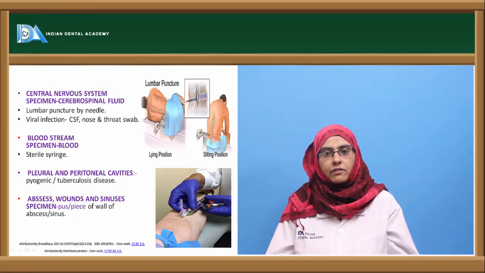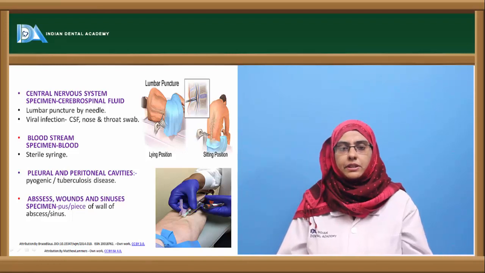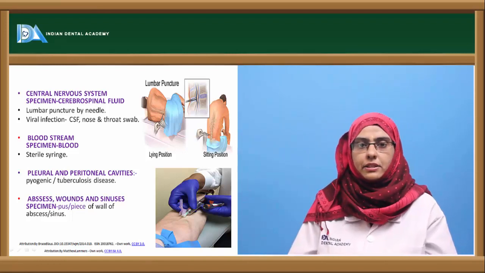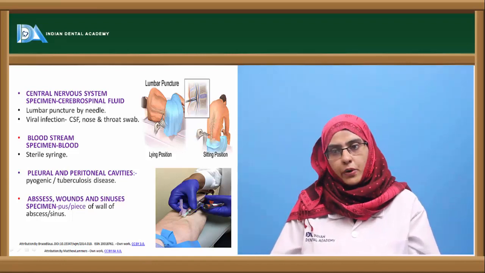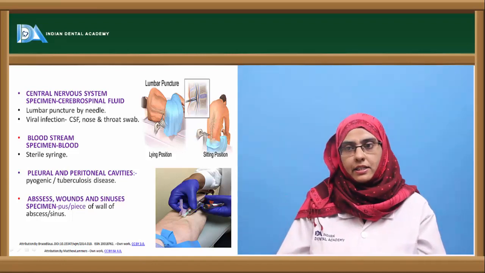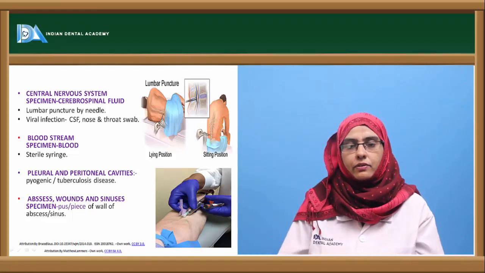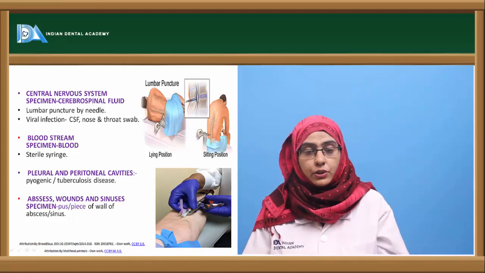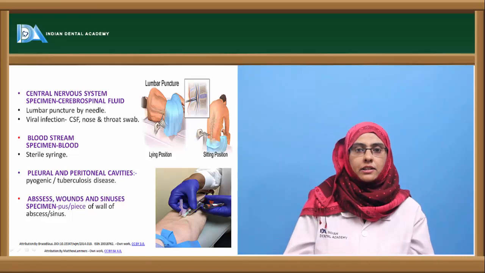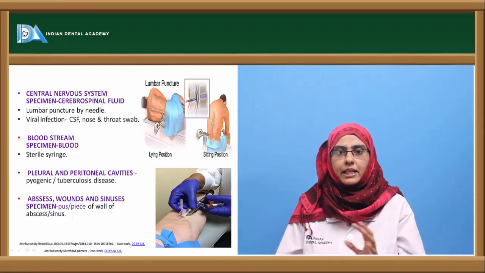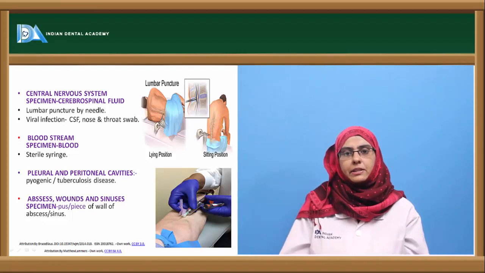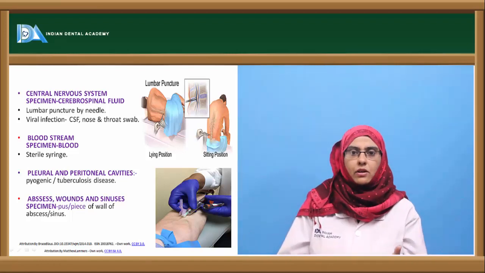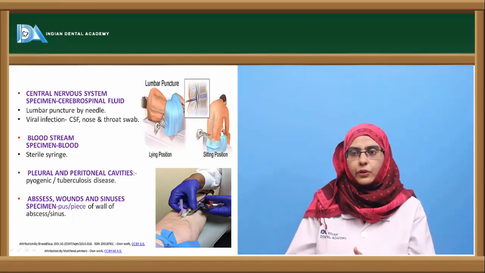And in case of viral infection, if the person is suffering from a viral infection that is systemic in nature, in that case you can go for cerebrospinal fluid or a nose and throat swab for collecting the specimen. Here again you have to follow aseptic conditions, because you should see to it that you are not introducing organisms into the CSF. So completely sterile and aseptic conditions have to be maintained to take the specimen from the CNS or the cerebrospinal fluid.